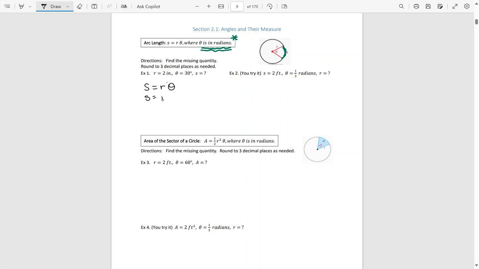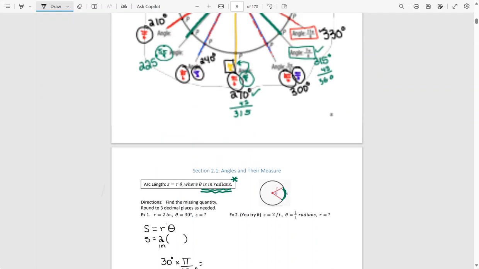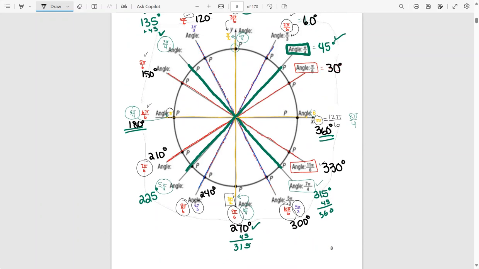S equals R, which is 2 inches. I'm going to put the unit label there. And then theta, I don't want to put degrees in here because then the arc length is going to be in inches degrees. The arc length should just be in inches. It's a length. So that's why I have to change 30 degrees to radians. So I can do it by hand this way, or if I've memorized my chart back here, I know that 30 degrees is the same as pi over 6.